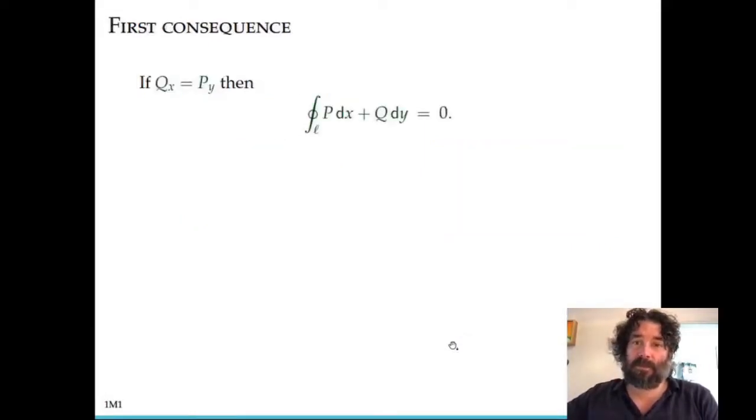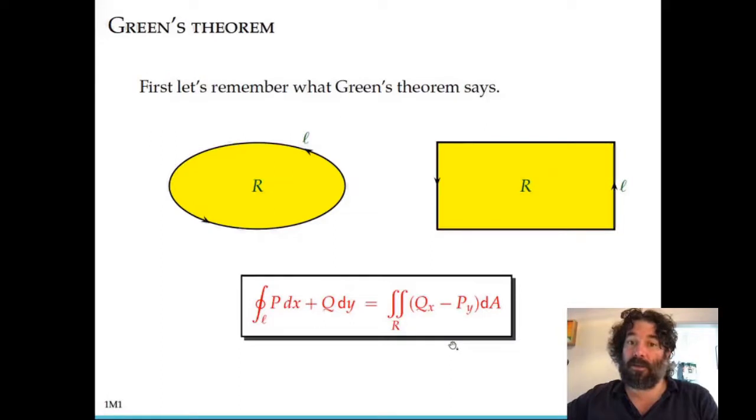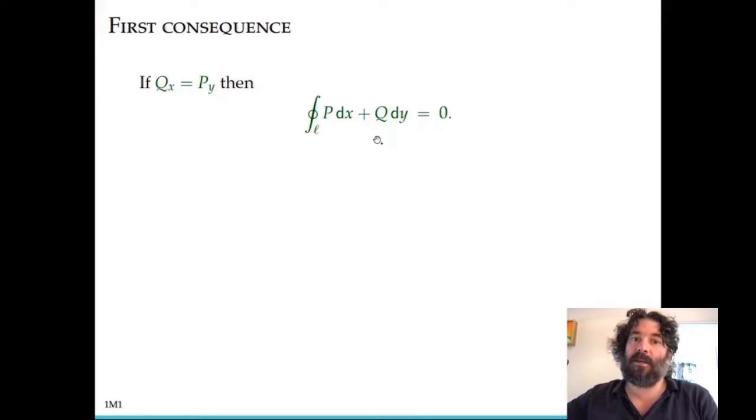So the first consequence I'll discuss is that if qx equals py, that's the partial derivative of q with respect to x equals the partial derivative of p with respect to y, then this qx minus py equals 0, which means that the line integral of this differential form p dx plus q dy around any closed curve L is equal to 0. It actually doesn't matter what L is, because when we have a closed curve, then this line integral will be equal to the double integral of 0 over the region enclosed by the curve, and the double integral of 0 will be 0.